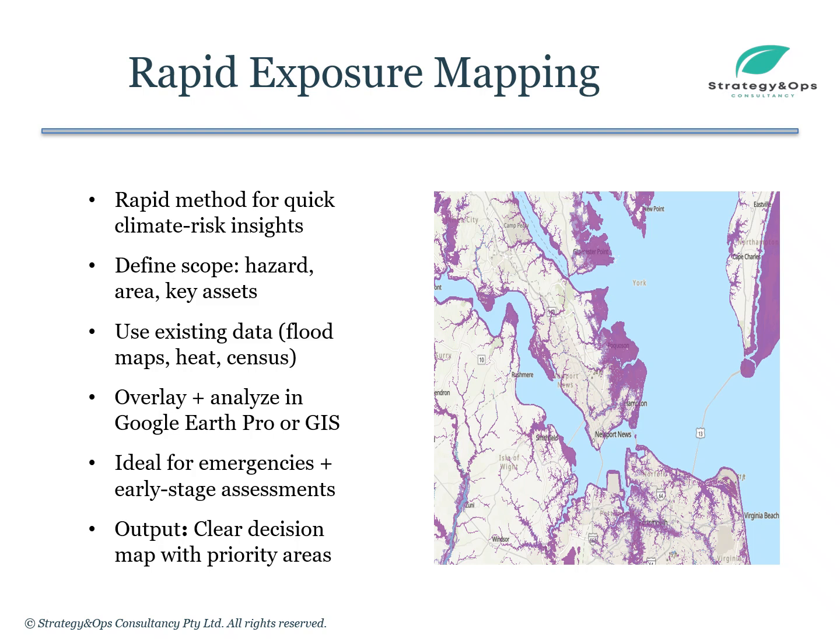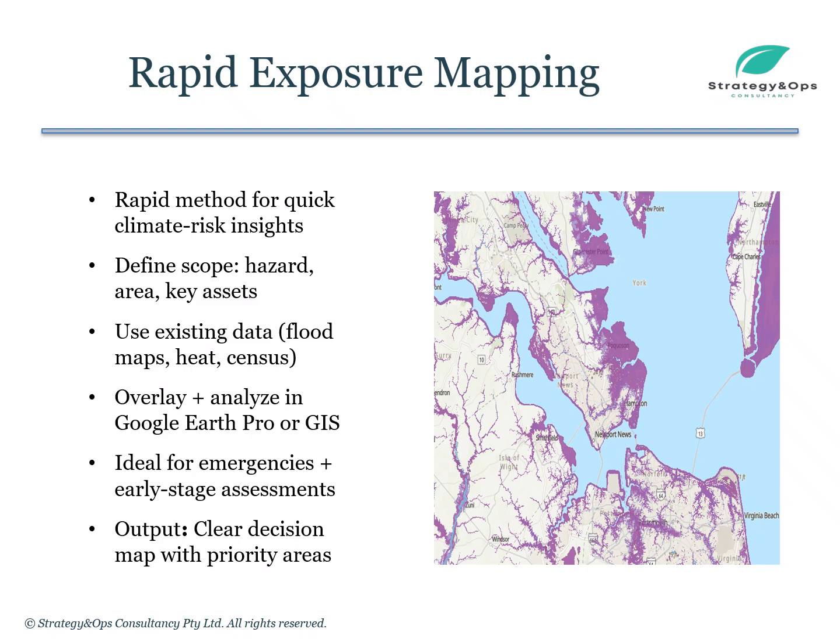Here's the workflow. Step 1 is defining the scope. You answer 3 simple questions. Which hazard are we mapping? Flood, heat, wildfire, or multiple hazards? What area are we looking at? A neighborhood, a city, or a region? And what assets matter most? Infrastructure, vulnerable populations, businesses, or ecosystems? A clear scope keeps the work focused.